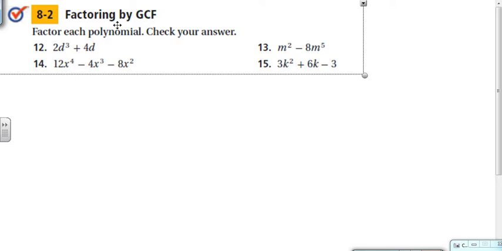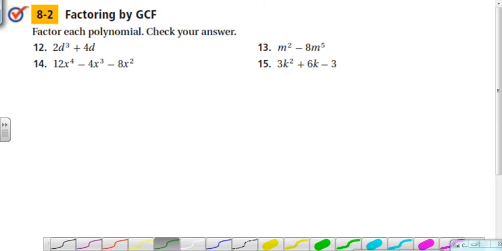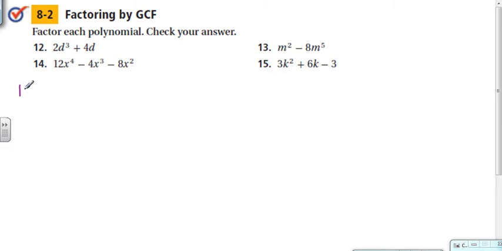When you see the directions, factor each polynomial, what does that mean to you? Factor means you have to write a multiplication problem. So if I'm going to factor by the GCF, which is the first question you ask yourself on any factoring problem, is there something I can divide out? So the greatest common factor between 2 and 4, the lowest number is 2, so the biggest my GCF can be is 2, and 2 does go into 4, so my GCF is 2.